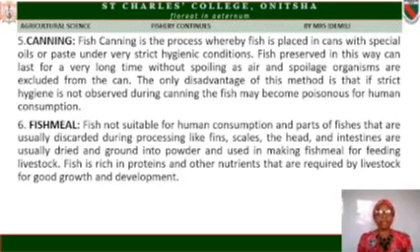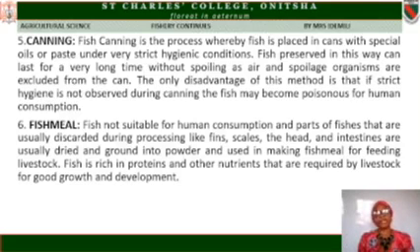Then the fifth method of fish preservation is canning. Fish canning is a process whereby fish is placed in cans with special oils or pastes under very strict hygienic conditions. Fish preserved in this way can last for a very long time without spoilage, as air and spoilage organisms are excluded from the can. The only disadvantage of this method is that if strict hygiene condition is not observed during canning, the fish may become poisonous for human consumption.